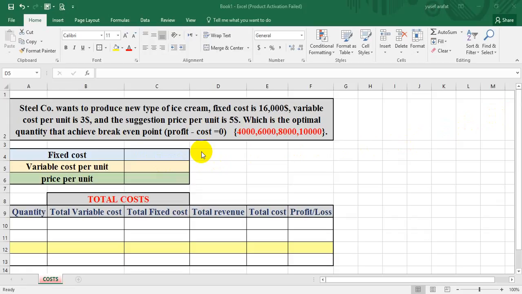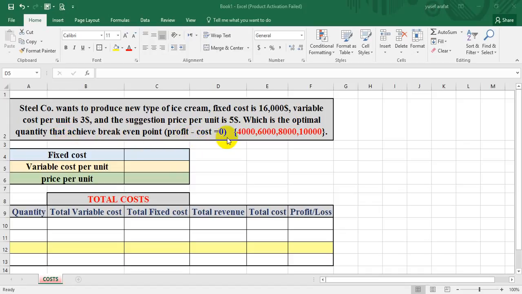Today I will try to answer this question, or this example, to teach you how to determine the costs. The example is: a company wants to produce a new type of ice cream. Fixed costs are $16,000. Variable costs per unit are $3, and the suggested price per unit is $5. What is the optimal quantity that achieves the break-even point?